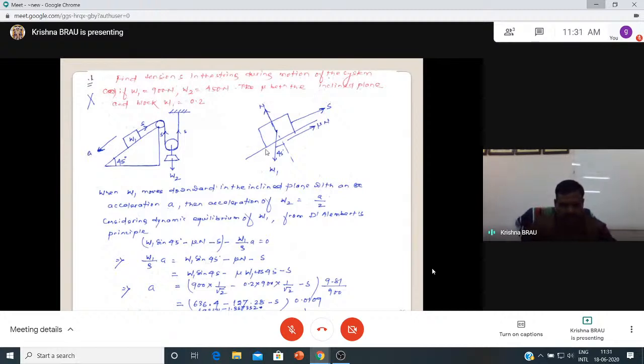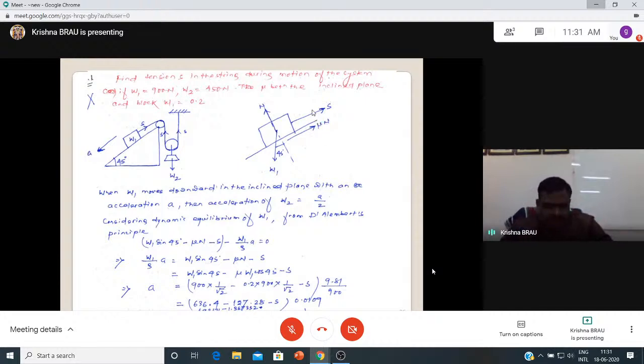Now you can see the components W1 cos 45, W1 sin 45. When it is moving downwards, inertia force is acting in this direction. Tension in the cable is T, and inertia force in this direction. W1 cos 45 is in this direction. The sum of forces plus the inertia force is equal to 0. That means F plus S plus W1 sin 45 and frictional force equals mass into acceleration, the inertia force.